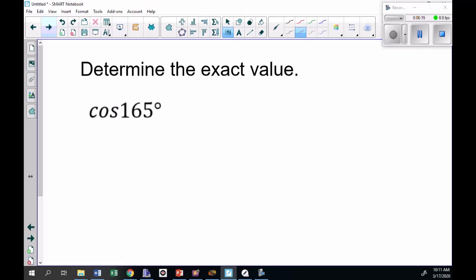So I have to think about two angles that add up to 165 degrees that I know are on the unit circle. So for me, I know that 45 degrees plus 120 degrees is equal to 165, and both 45 degrees and 120 are on the unit circle. Once I have that, I can actually use my identity now to figure out the exact value of it, which is our goal.